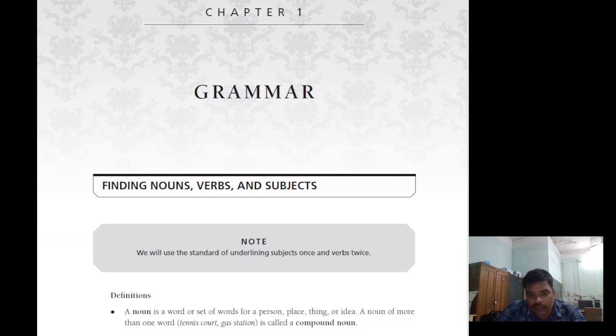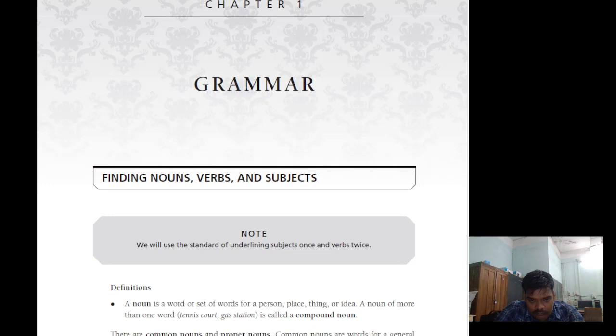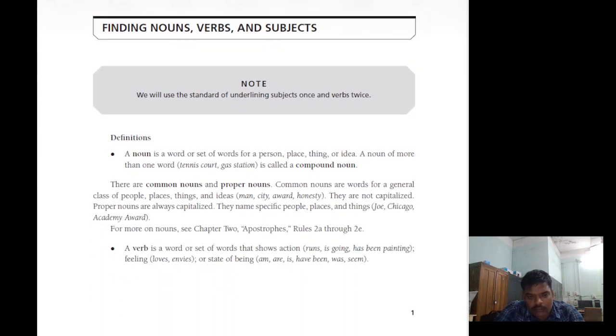Finding nouns, verbs, and subjects. Note: we will use the standard of underlining subjects once and verbs twice. What is the definition of a noun? A noun is a word or set of words for a person, place, thing, or idea. A noun of more than one word is called a compound noun. Examples: tennis court, gas station.